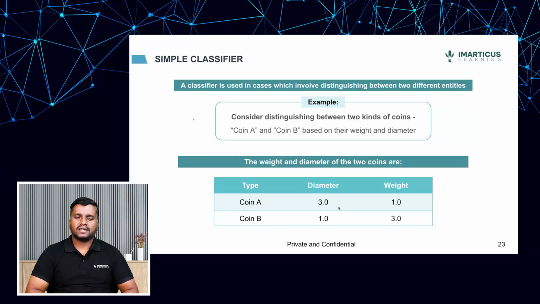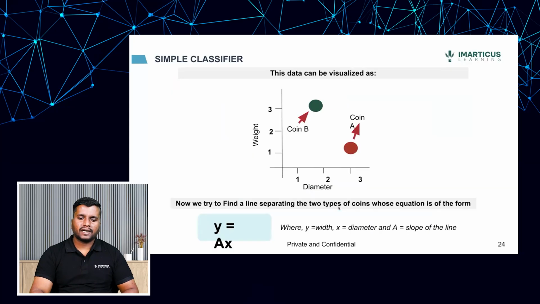So let us consider distinguishing between two kinds of coins. There is a coin A and coin B, based on their weight and diameter. So the weight and diameter of the two coins are given here. Coin A has diameter equal to 3 and weight 1, and coin B has diameter equal to 1 but weight 3. So let us try to understand how we are going to make the prediction.